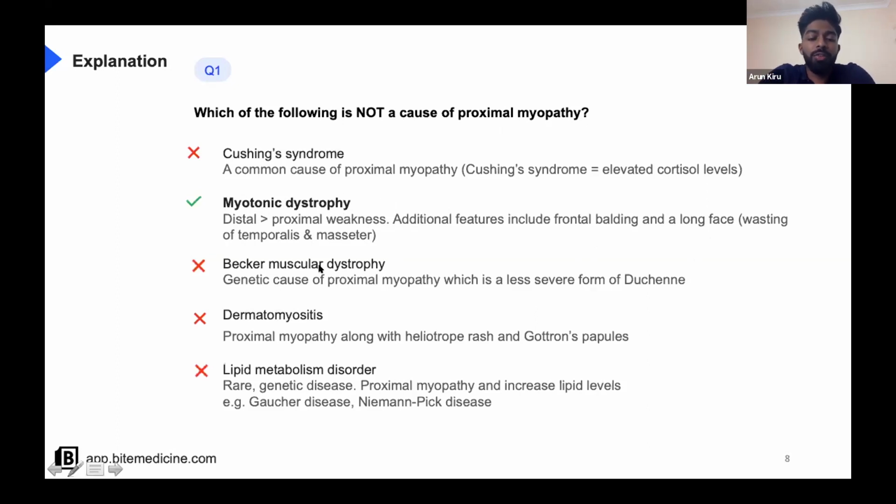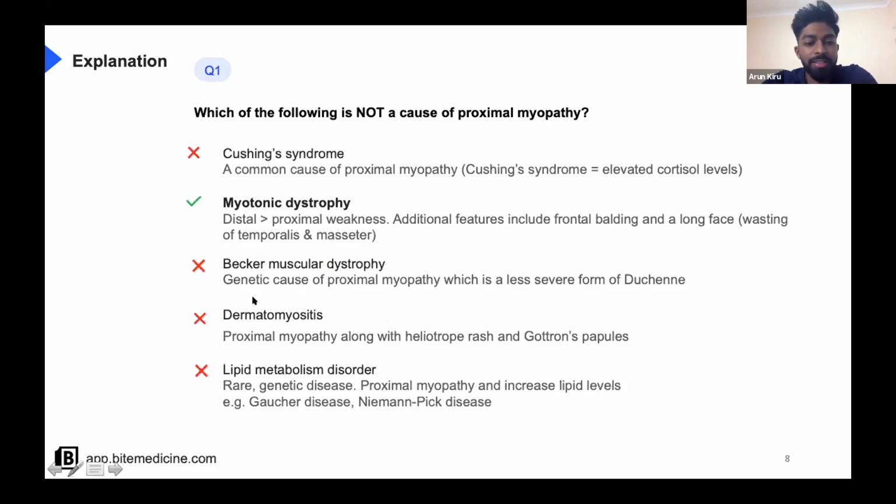Becker's muscular dystrophy is linked to something called Duchenne's muscular dystrophy. They're both genetic causes of a proximal myopathy, and they're X-linked. So they do cause proximal myopathy, and the MCQ finding associated with both of them is calf pseudohypertrophy. So these patients have very large calves, but rather than being full of muscle, they're actually full of fat and things like that. Becker's is less severe and Duchenne's is more severe.